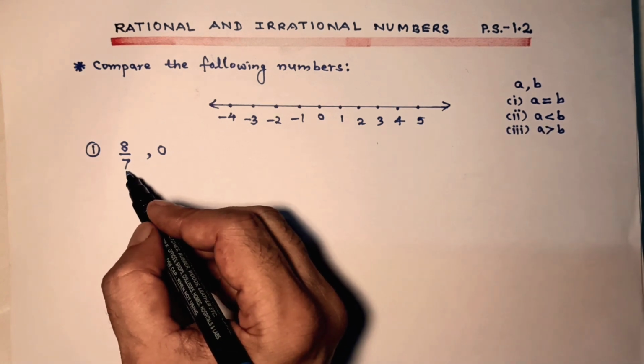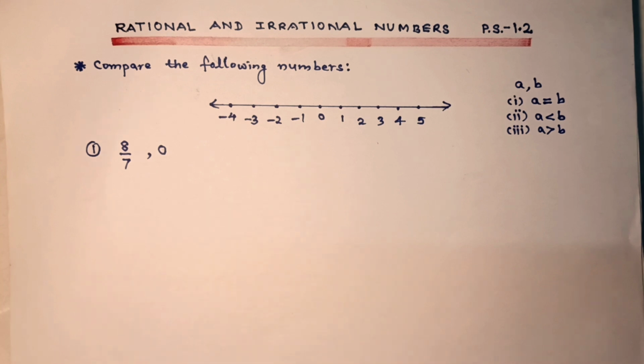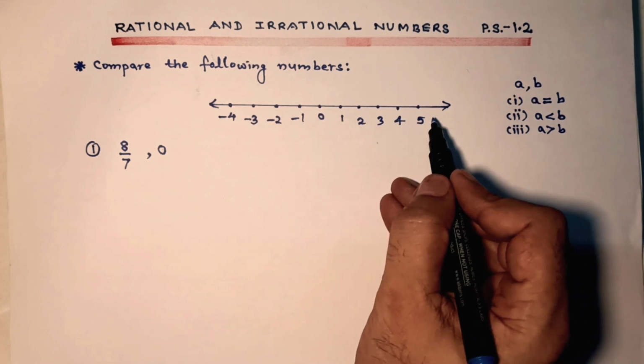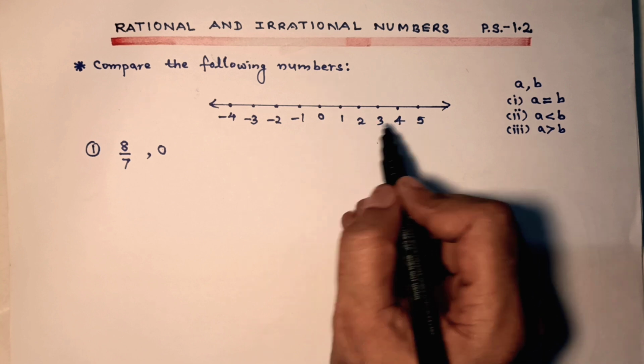Now look at these two numbers, 8/7 and 0. You should remember that every positive rational number is always greater than 0. Any positive number is always greater than 0, because positive numbers lie to the right of 0. All these positive numbers are to the right of 0, so all these positive numbers are greater than 0.